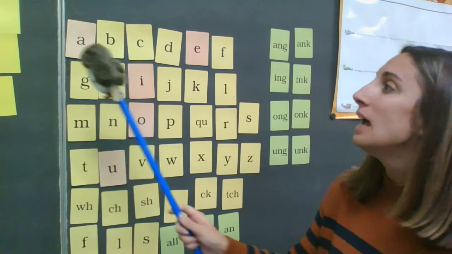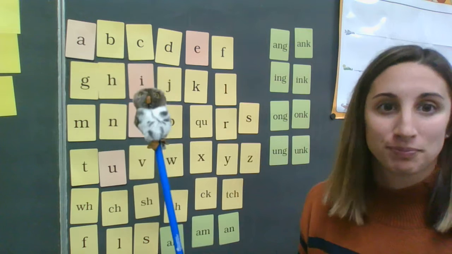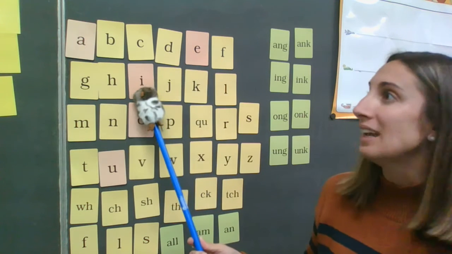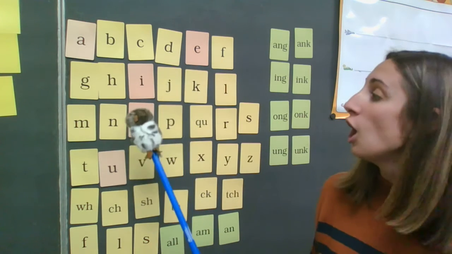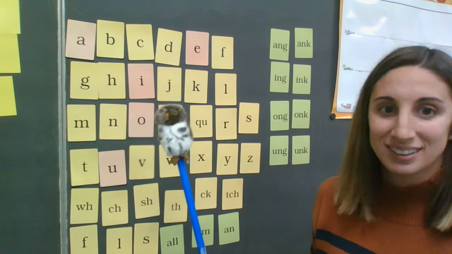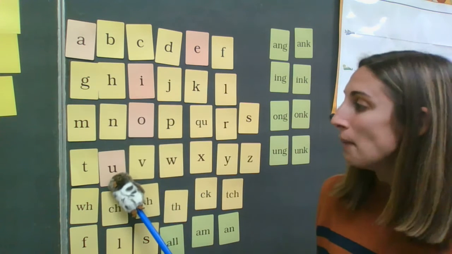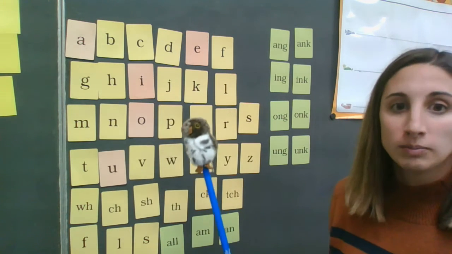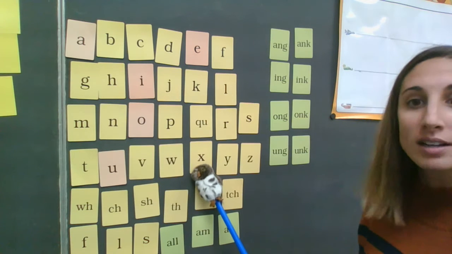Repeat after me. A, apple, ah. E, ed, eh. I, itch, eh. O, octopus, ah. And U, up, ah. Q, U, queen, qua. X, fox, x.